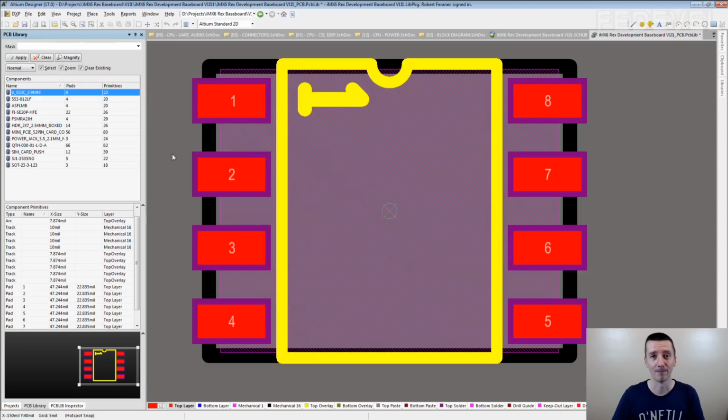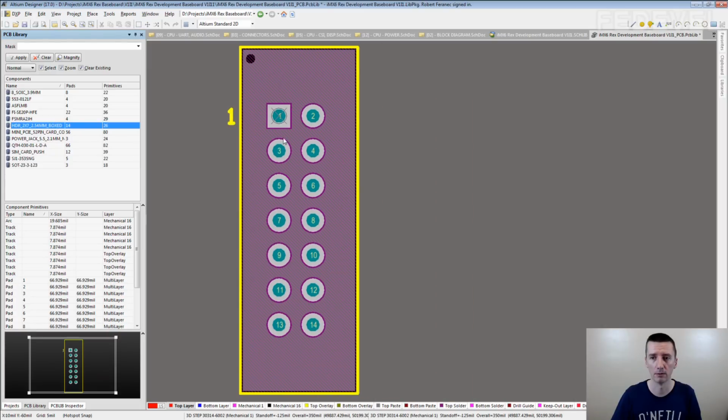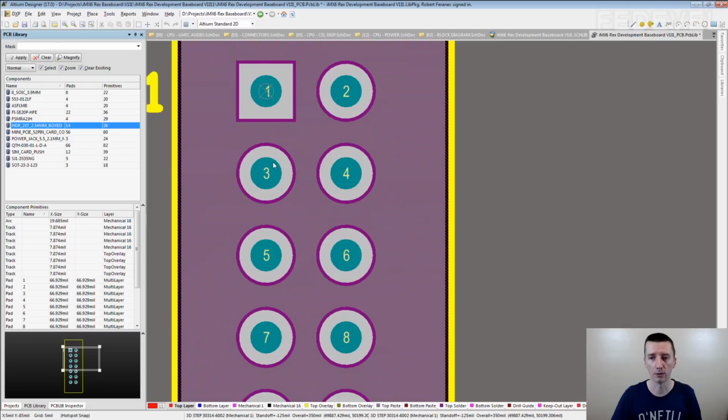So what do I mean by pin ordering? Usually when you create a footprint for a chip, the pins are ordered this way: 1, 2, 3, 4, 5, 6, 7, 8. But you need to be careful because many times connectors are ordered a different way, like here. Do you know how? 1, 2, 3, 4, 5, 6, 7, 8. So instead of going down 1, 2, 3, 4, it goes this way, 1, 2, 3, 4.